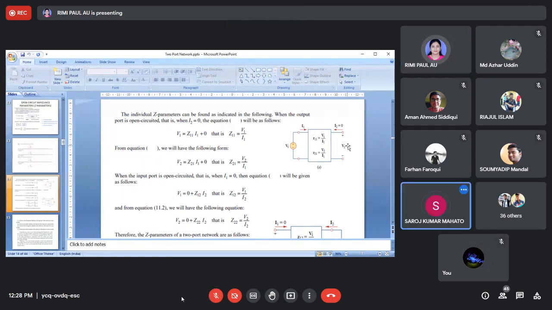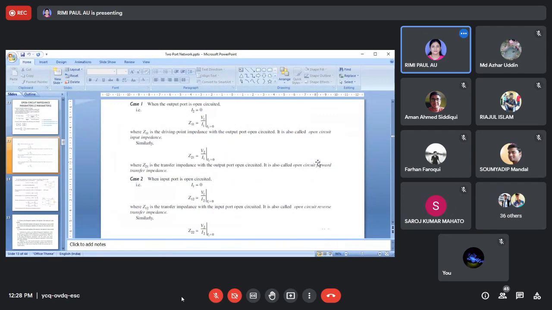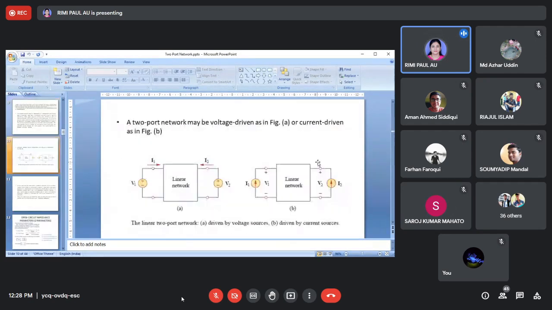So the next, what I am giving here is the black box. That means this linear network. You don't know what is present inside it, right?